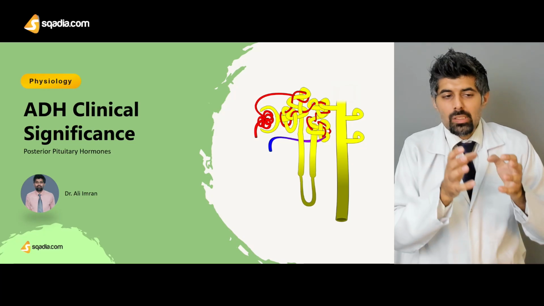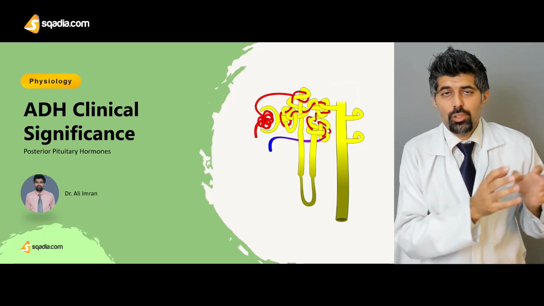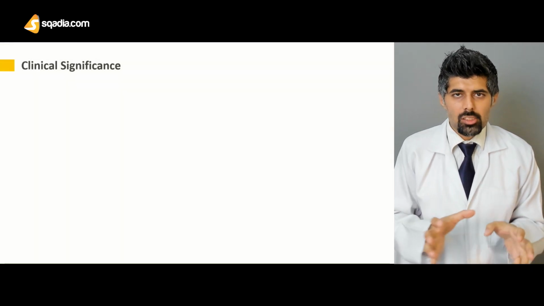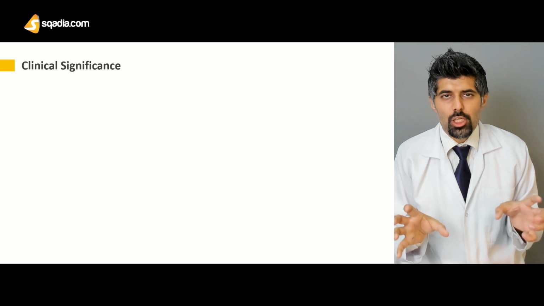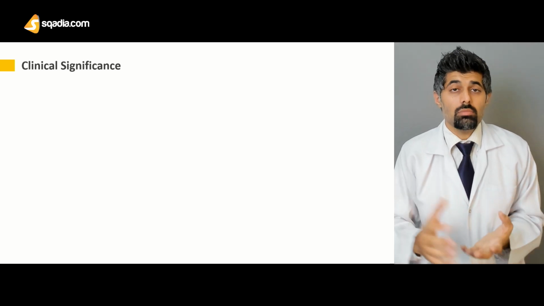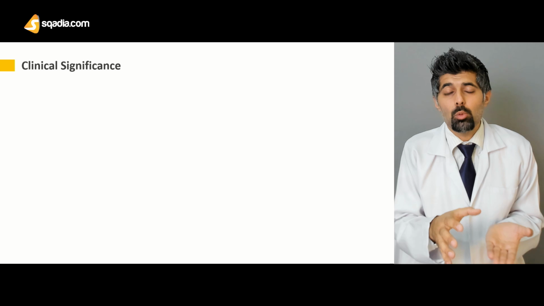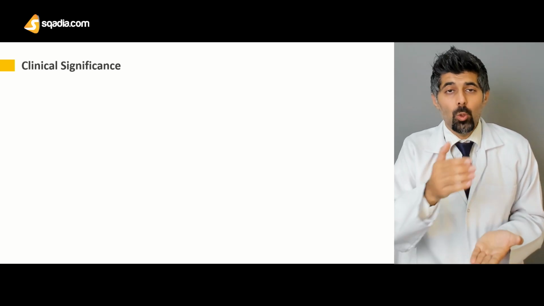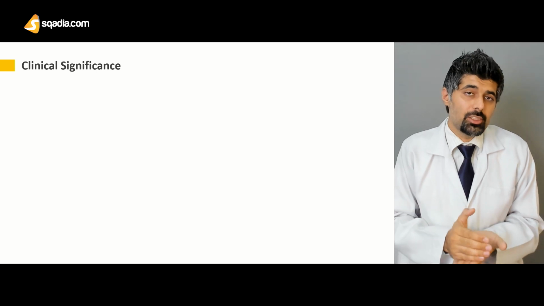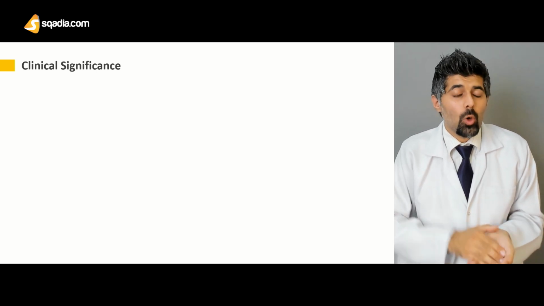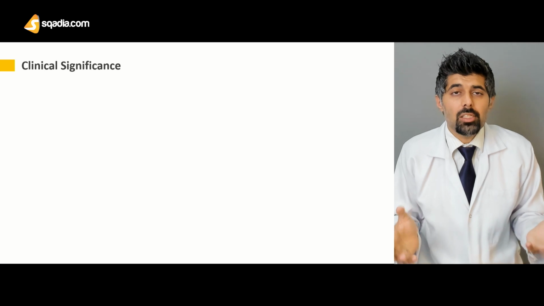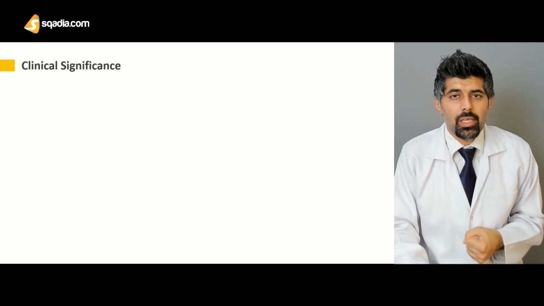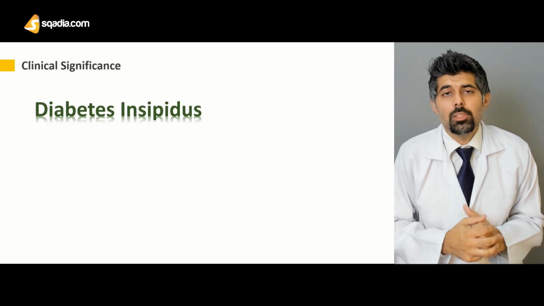Let's talk about the clinical significance of the ADH. Now, the clinical significance of ADH usually comes in two forms. Either there is an excess amount of ADH being released into the bloodstream, or there is a low amount of ADH being released. Now, the low amount or the excess amount can result in two types of syndromes. The first one being diabetes insipidus.